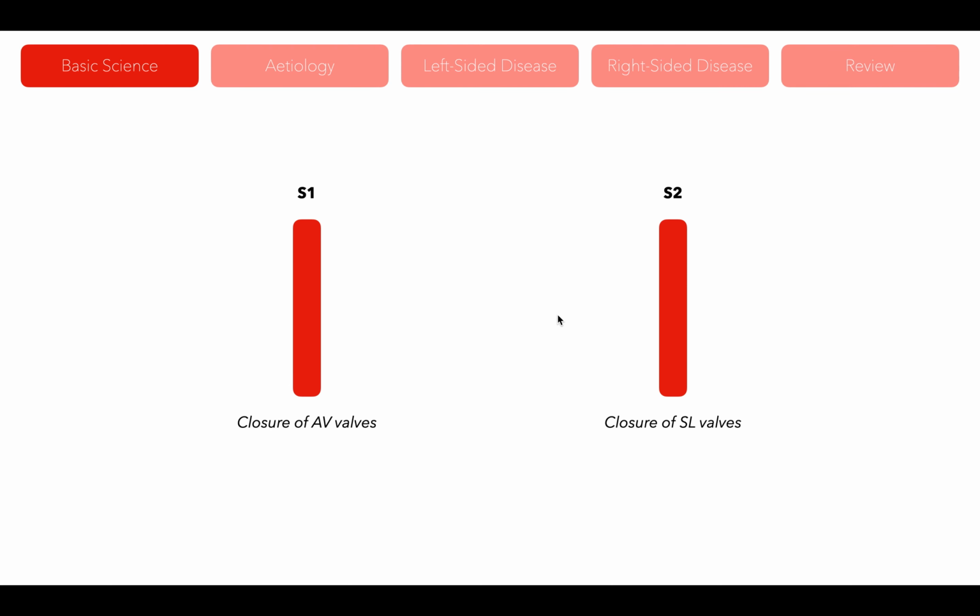So, I want to talk briefly, a quick reminder of the heart valve sounds. So, lub-dub, S1, S2, respectively. So, lub is the closure of those AV valves, your tricuspid and your bicuspid valve, and S2 is the closure of the semilunar valves, your aortic or your pulmonary valves.